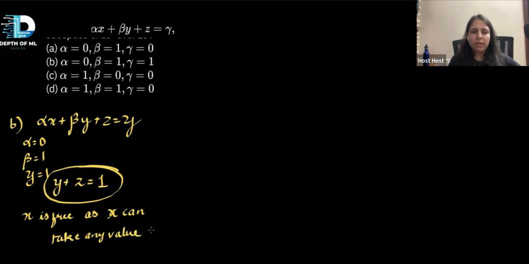Are you able to grasp why I'm calling x free? Because no matter what value I put for x, it'll always satisfy the equation, right? So x is kind of free. So given that, y plus z is equal to 1, and you'll also have 0 times x. X is free basically. Can you give me what this is an equation of?